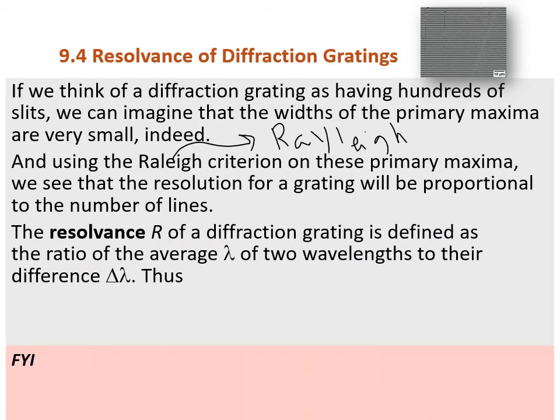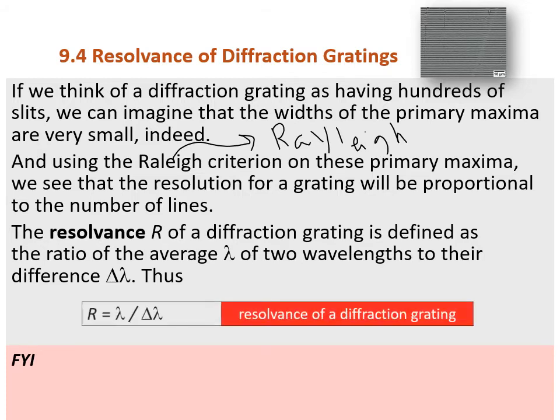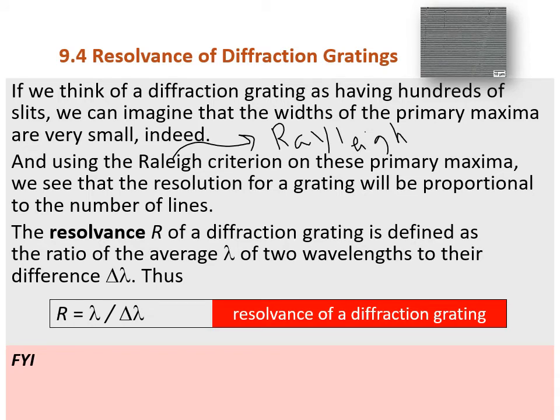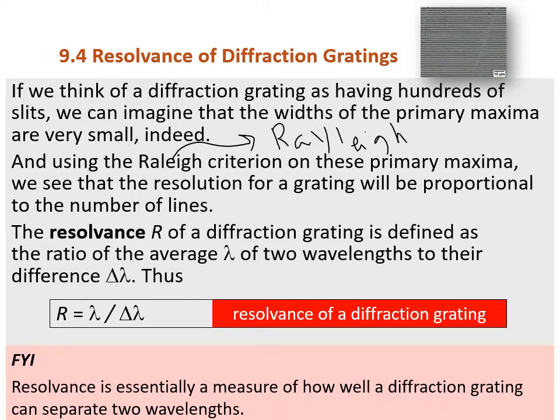Okay, so we have this equation for the resolvance R of a diffraction grating, defined as the ratio of the average of the two wavelengths of light being resolved to their difference in wavelength. Thus, R equals lambda over the difference in lambda. This is the resolvance of a diffraction grating. Resolvance is essentially a measure of how well a diffraction grating can separate two wavelengths.